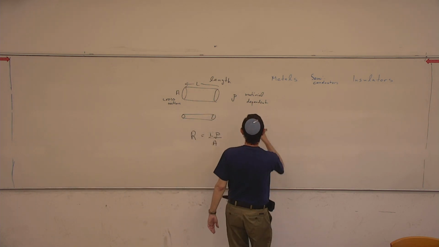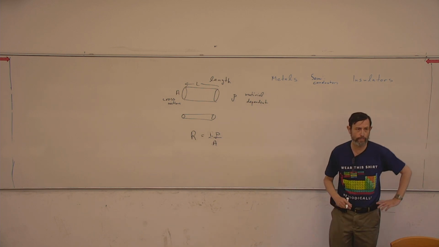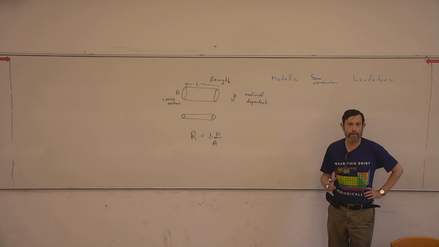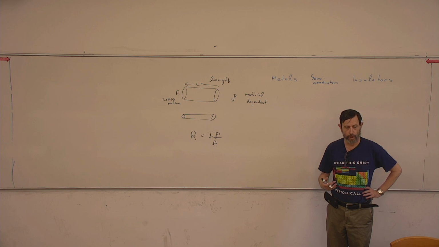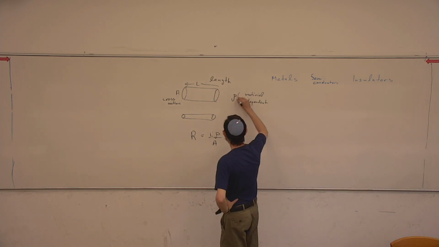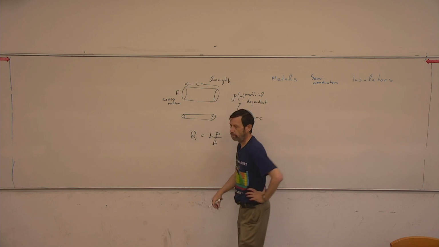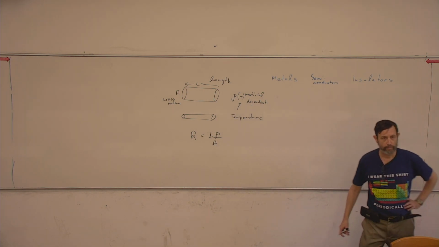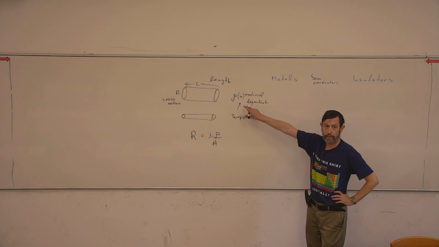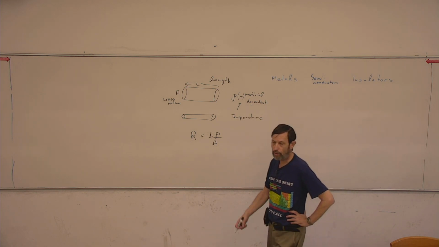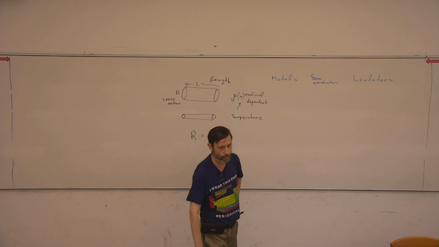And it's material-dependent, but not only material-dependent. What is the most obvious thing that changes even for the same material? Temperature. And at the moment, we'll look only on this dependence. And actually, this will be our criteria to define what's a metal and what's an insulator.